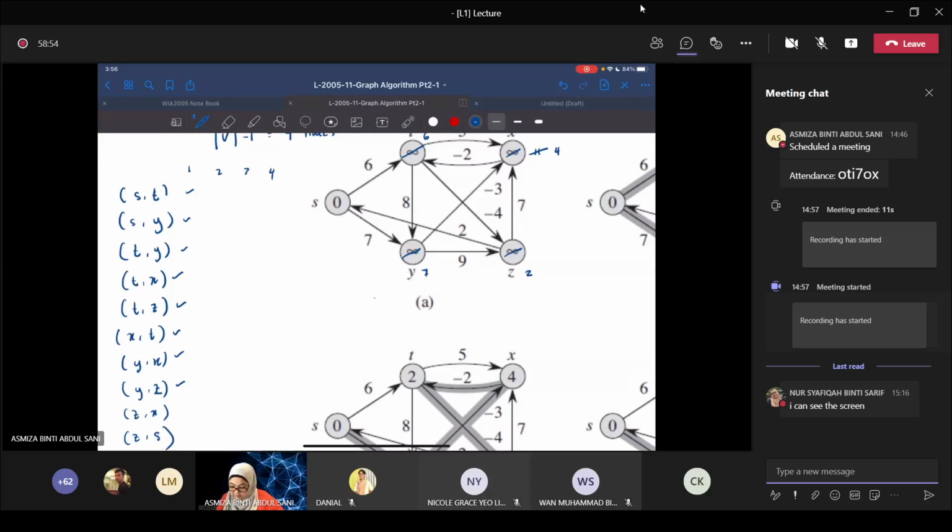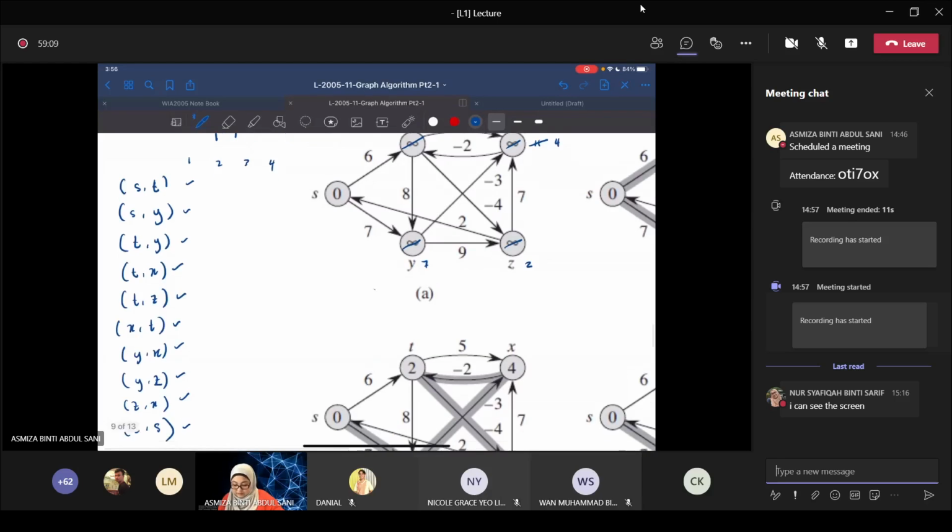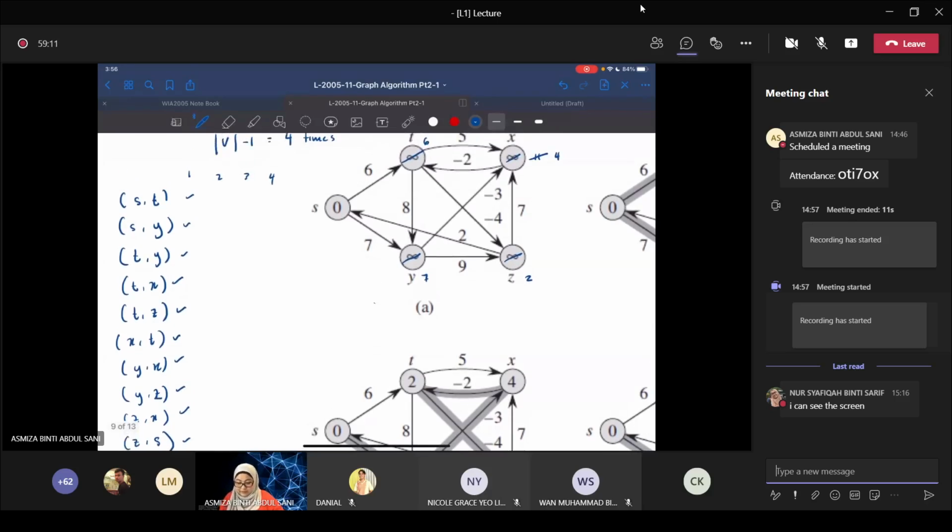And then ZX, Z to X, 2 plus 7 is 9, but this one is 4, so we're not going to do anything as well. And Z to S, so 0, we're not going to do anything for that one as well. Okay, so iteration 1 is done. So we're going to do the same thing again for the second iteration. So again, we go through the list.